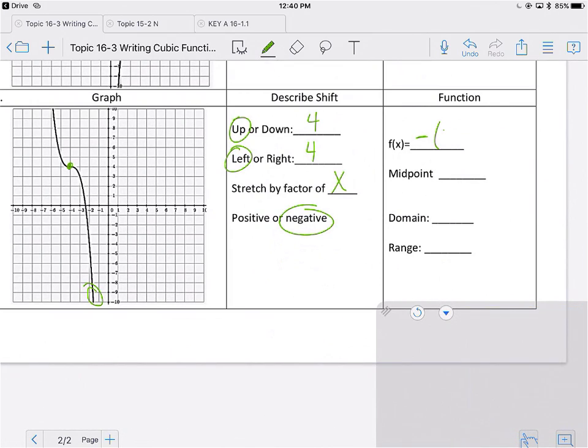We go to the left 4, so x plus 4 cubed, and then up 4 needs a plus 4. My midpoint is negative 4, 4. Domain and range are all reals.